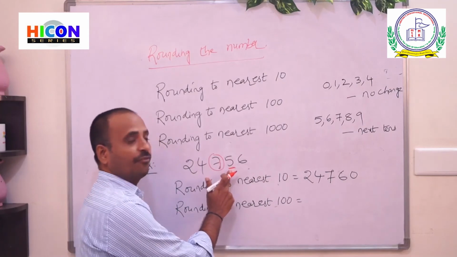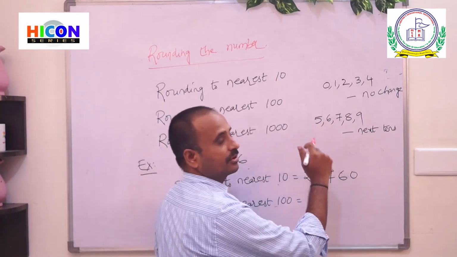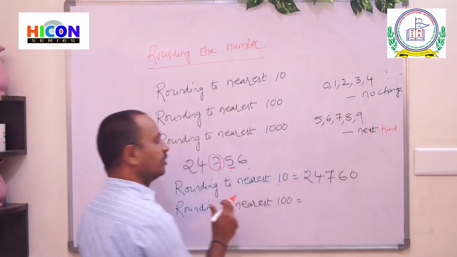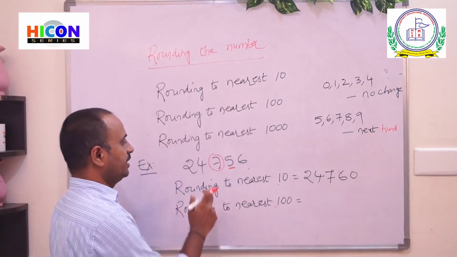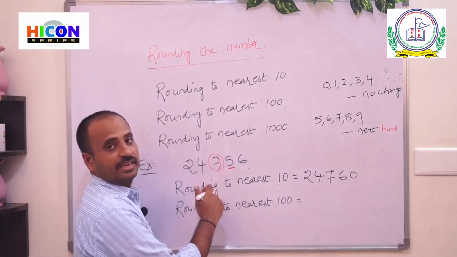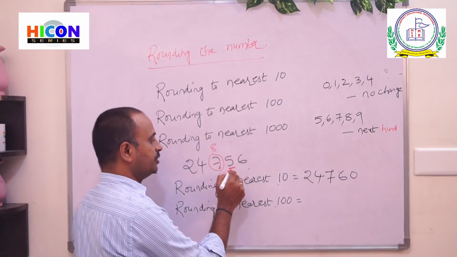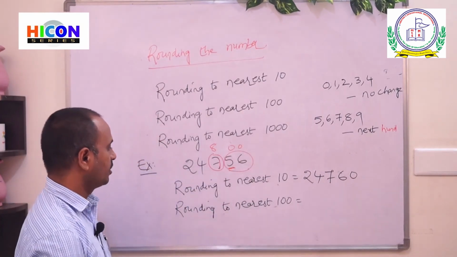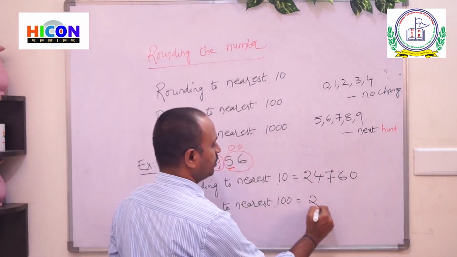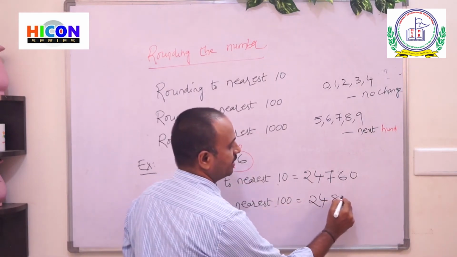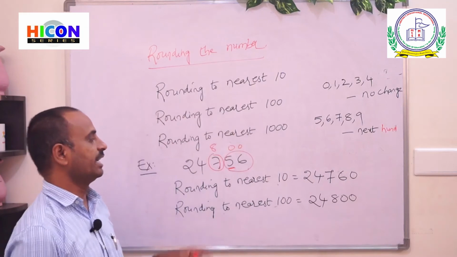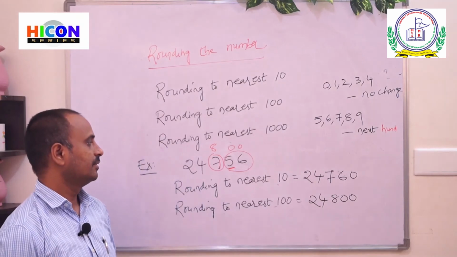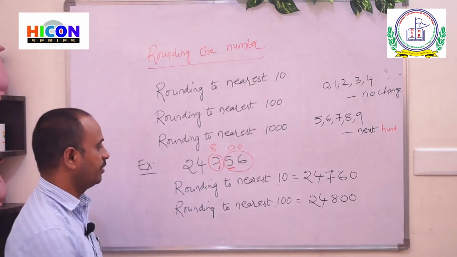If the next digit is 5 or greater than 5, then write the next hundreds. That means round the given number to the next hundreds. Here the hundreds place is 7 and its next hundred becomes 8, and keep zeros for the remaining digits. So rounding the number to the nearest hundred becomes 24,800. If you round the given number to the hundreds place, we will get 2 zeros at its last. So children, this is the way to round the given number to the nearest 100.